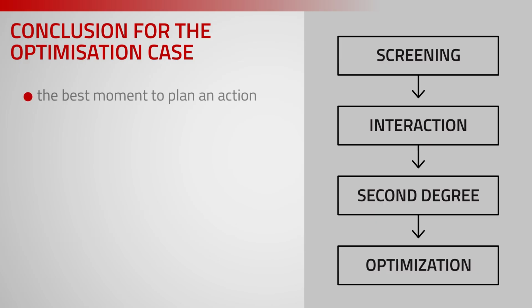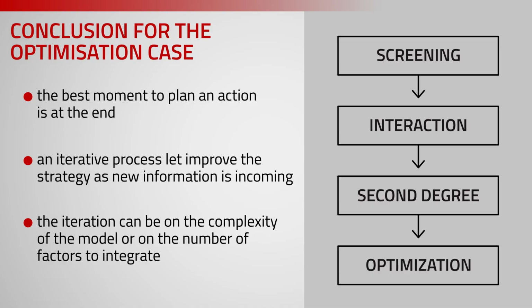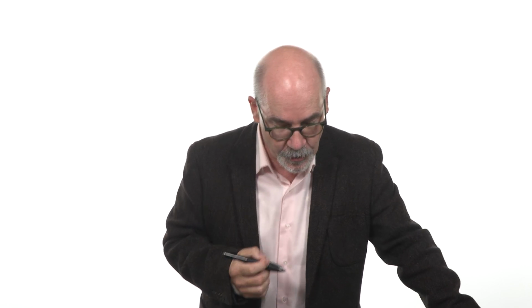So if we want to make a small conclusion of this case, you see that the best moment for planning an action is at the end of a previous action. So it's why it's very interesting to apply an iterative strategy. It lets us improve the information that we have step by step. The iteration can be on the complexity of the model, as here. So we have first a linear model with interaction, and after a second degree model, and we could continue.